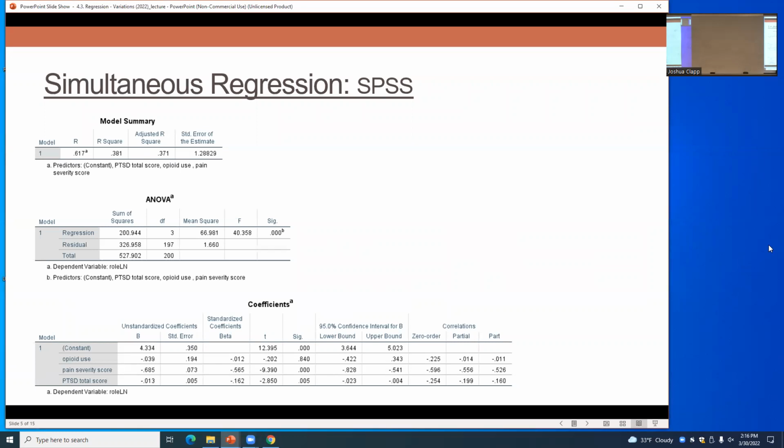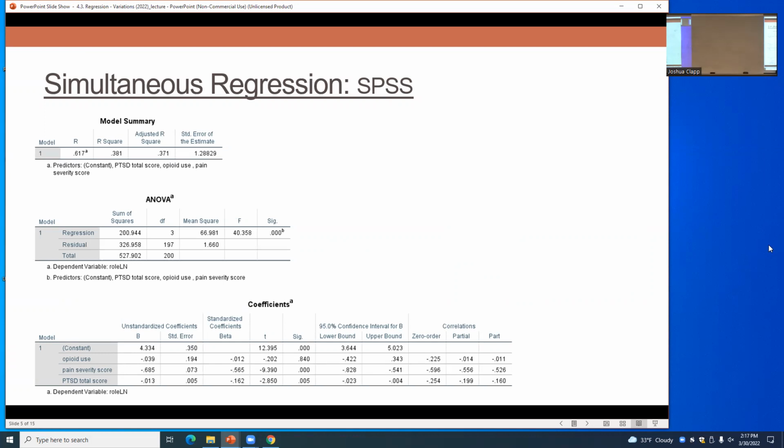Here we're seeing that we are finding evidence for unique effects of pain severity and PTSD on the natural log of role functioning. If we look at the top, we're seeing that the best linear combination of opiate use, pain severity, and PTSD is accounting for about 38% of the total variability in the natural log of our role functioning variable. We see our overall R squared, right? We have our significance test here with a pretty massive F, telling us that we have evidence that that 0.381 does differ from 0. That's what our F test is telling us here, right?